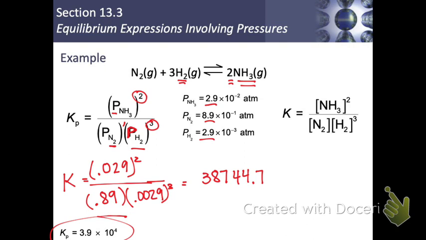Are we good with that formula? Setting that up? Okay. What's the unit for K? No unit. It doesn't have one. And Kp doesn't have one either. So neither of these equilibrium constants have a unit. Okay? Good to go.